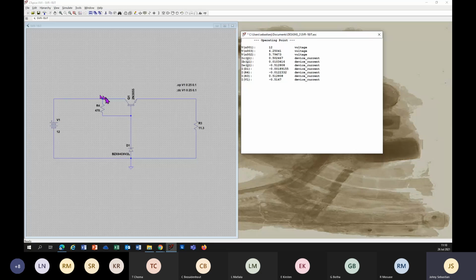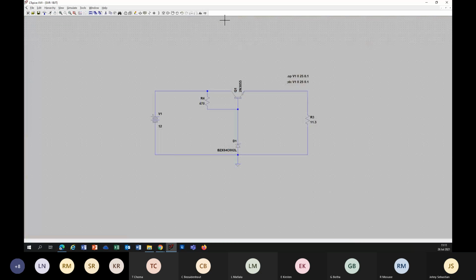Okay, let me make it bigger. I'm going to close this. I'm going to make it bigger. That is node 1. Look at the bottom on the left. This is node 1. DC operating point 12 volt. Now, exactly on the output node. That's it. This is node 2.